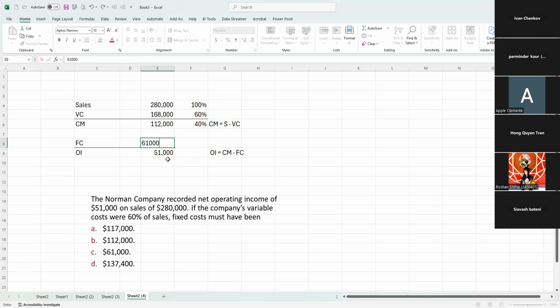So you're telling me if I put $61,000 here, my operating income is going to be 51,000? Let's check and see. Yes, it is. So what's the right answer? B, 61,000. Make sense? Yes. Okay, let's keep going.